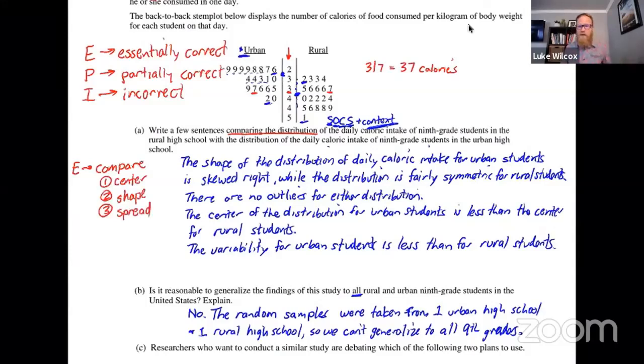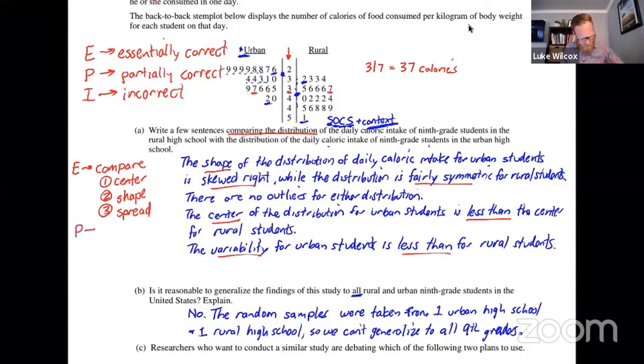And so when we look at this model solution here, comparing the center, we have used comparative words, and the comparison is correct. For shape, we have compared the shape for the one distribution versus the other distribution. And for spread, we called it variability, and we have a comparative word there that is correct. So we definitely would get an E for this part.